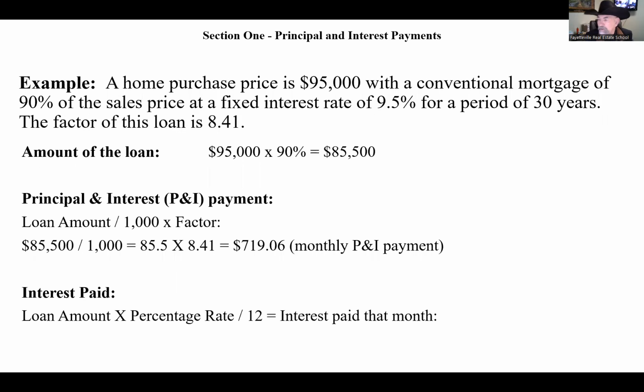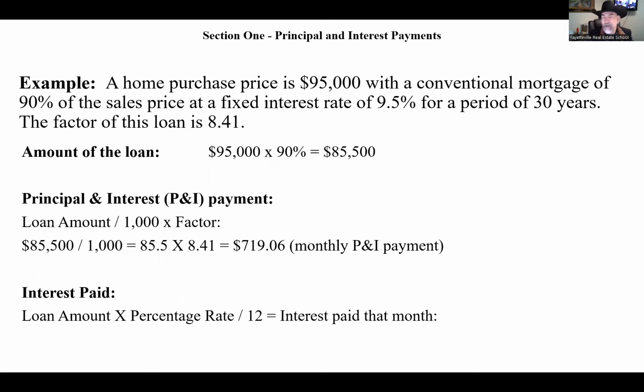All right, so we're going to take the 85,500, divide it by 1,000, and multiply it by 8.41, which is the loan factor. That gives us a monthly P&I payment for 30 years, because this is a fixed rate loan, of $719.06. So that's what the payment will be for the entire 30 years. Every month will be $719.06.